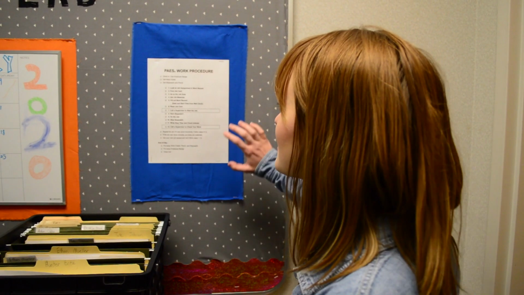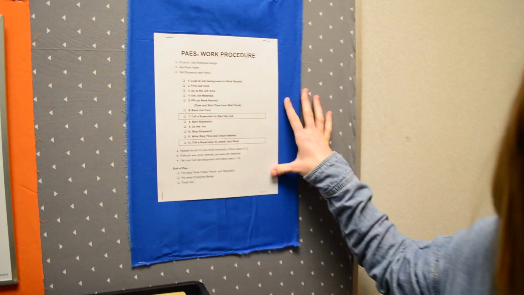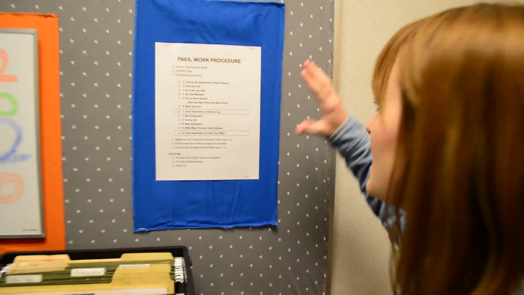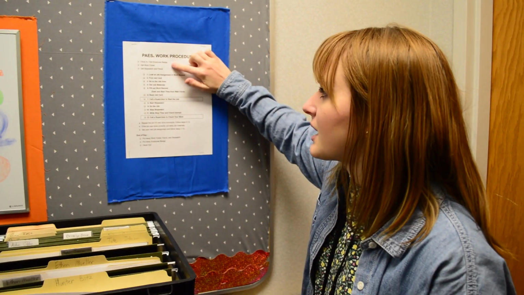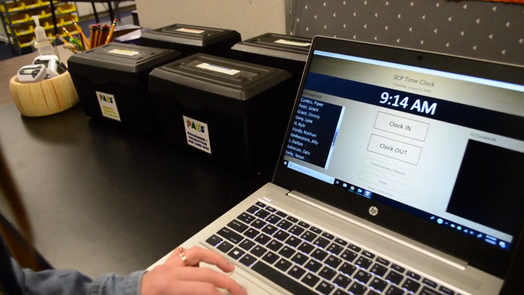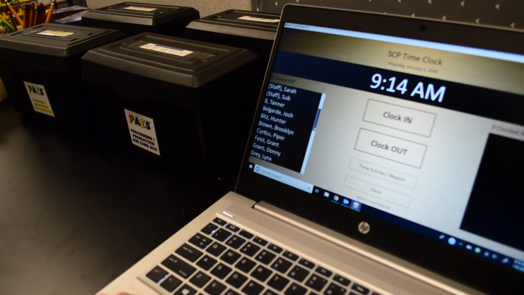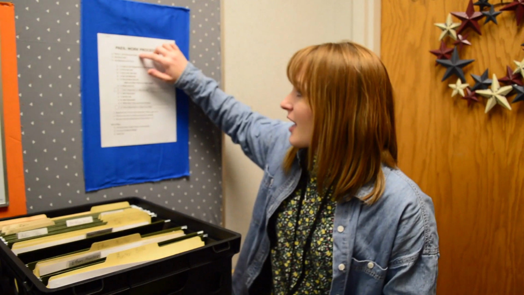Okay, so this is the PAES work procedure. This is going to be the most important thing that you need to know. So basically, this has everything that you need to know and what order to do things. So first, it's clock in. So we're going to go over here and to the computer. I'm going to find my name. There I am. Okay, so I clocked in, did that.